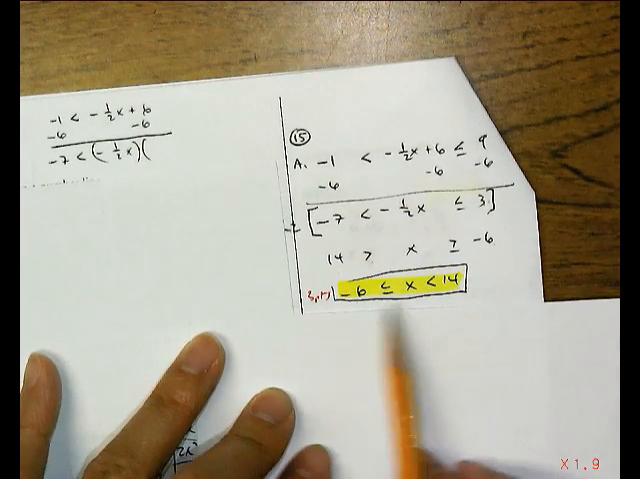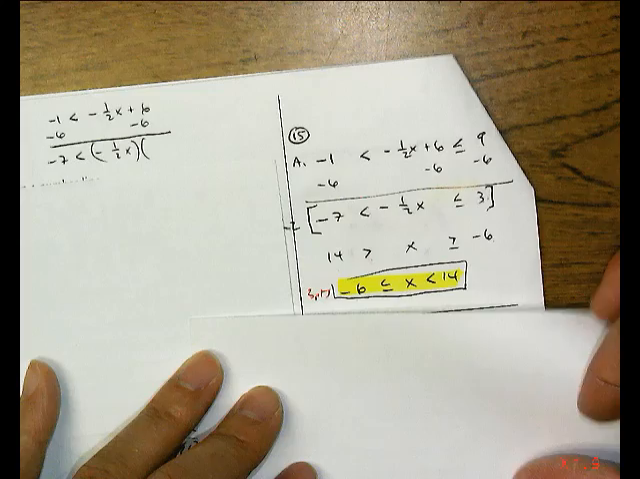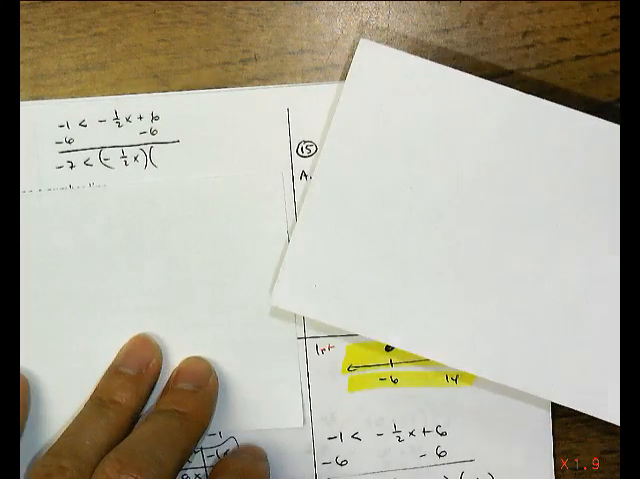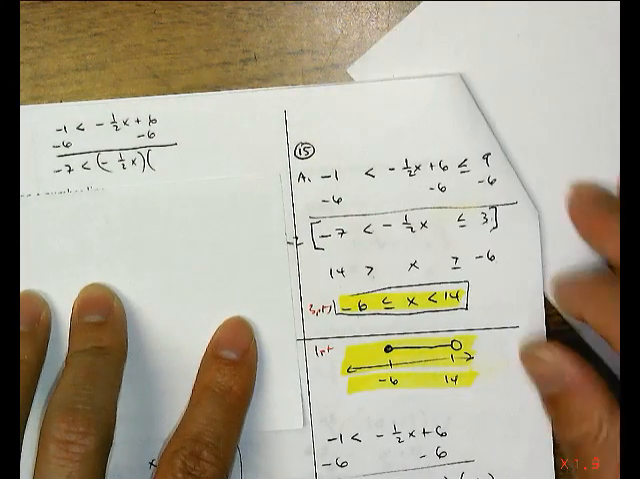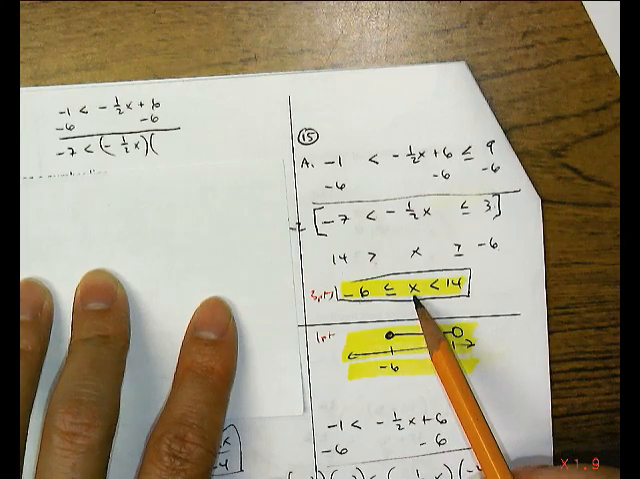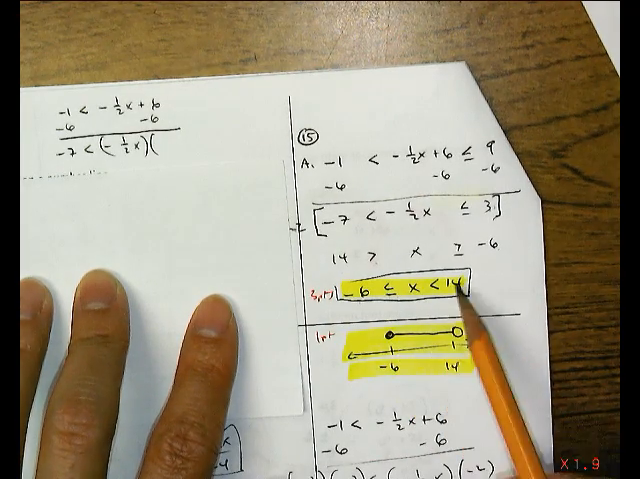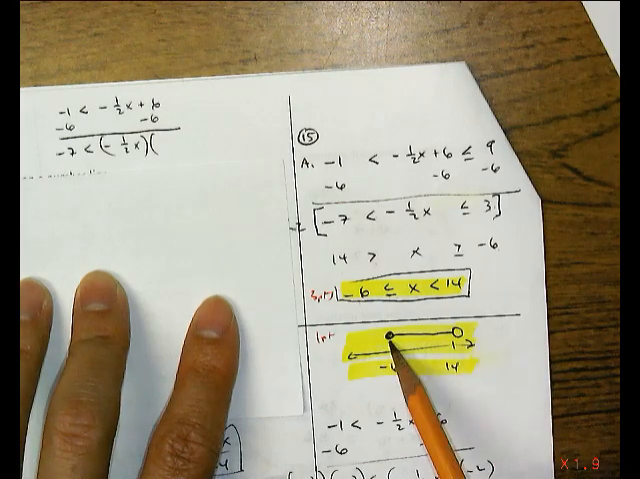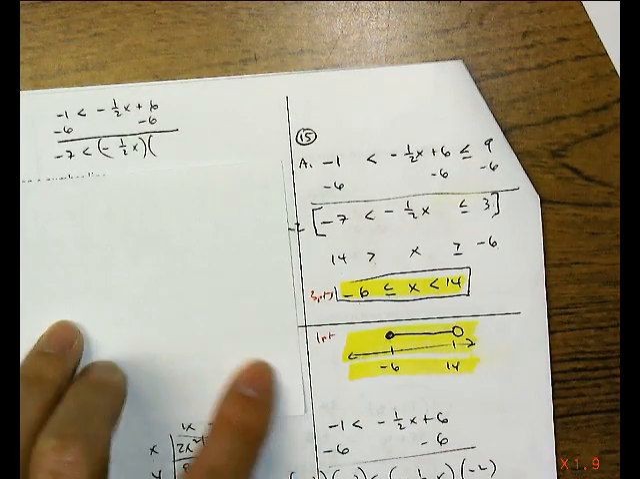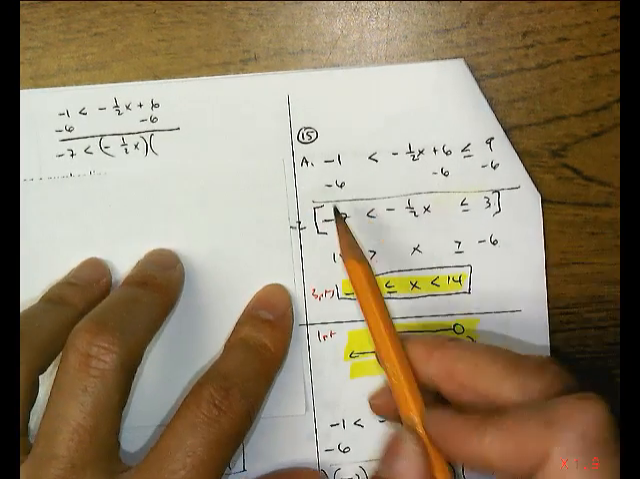If you got this as your correct answer, but you didn't graph it, then I only give you 3 out of 4. The other way of solving this problem, there's your graph. Numbers that are bigger than or equal to negative 6. And numbers that are smaller than 14. Closed, open circle.